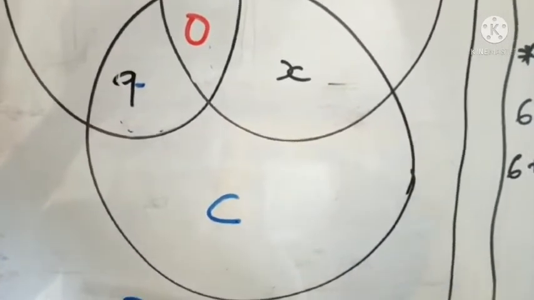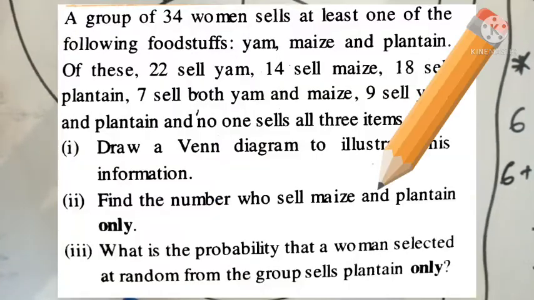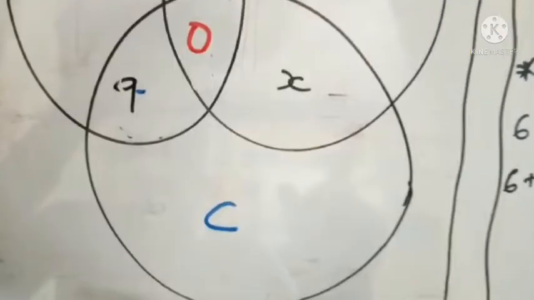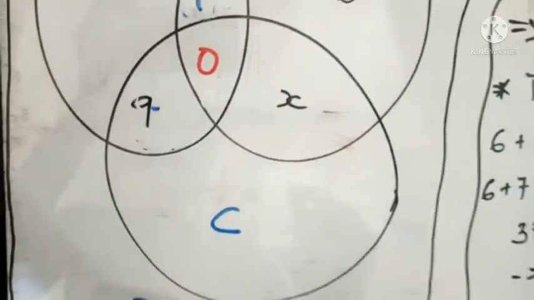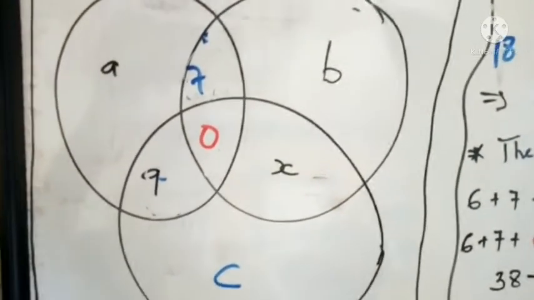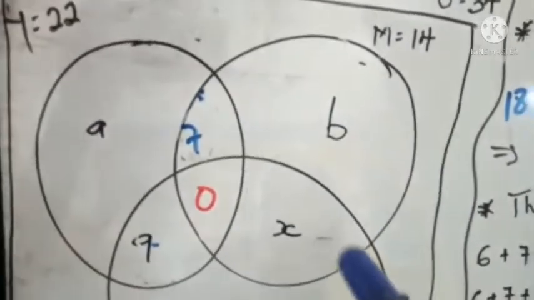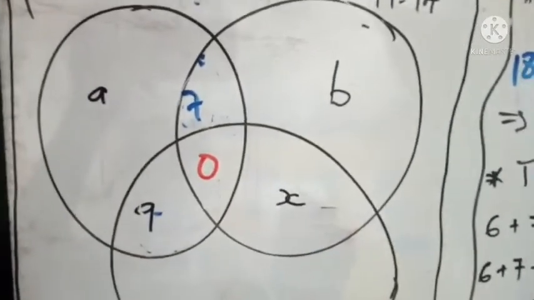Okay, now the next question is: find the number of people who say maize and plantain only, right? So maize and plantain only. Where exactly is maize and plantain only? So you should ask that. That is why you should know exactly where everybody must be on the Venn diagram. They say what?